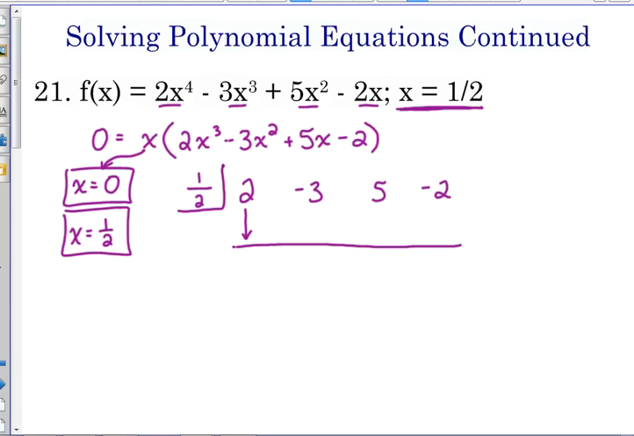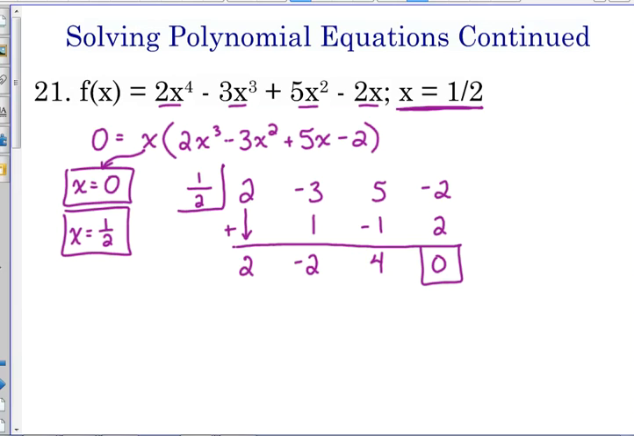We bring down that very first coefficient of 2. We multiply it by what's on the shelf. 2 times 1/2 is 1. And we add. -3 plus 1 is -2. We repeat the process. -2 times the number on the shelf of 1/2 gives us -1. We add. 5 plus -1 is 4. Repeat the process. 4 times 1/2 is 2. When we add, we get 0. Remember that last term was our remainder. That's what we're expecting because 1/2, they told us, is a 0. So when we do synthetic division, we should get 0 as the remainder.